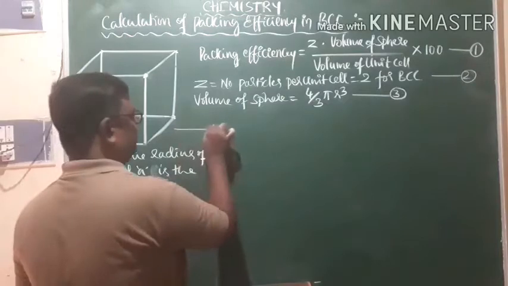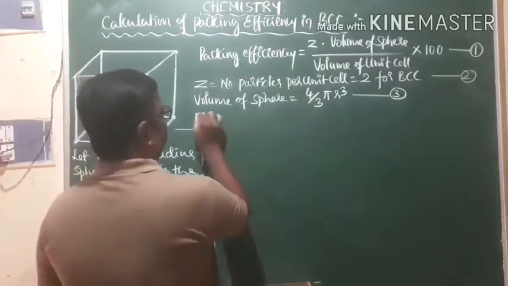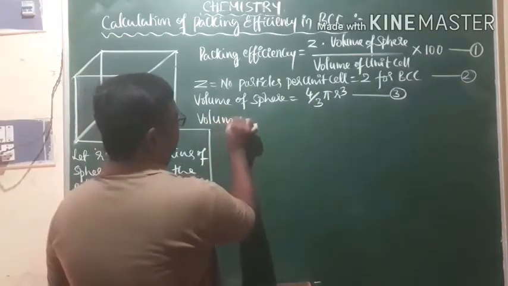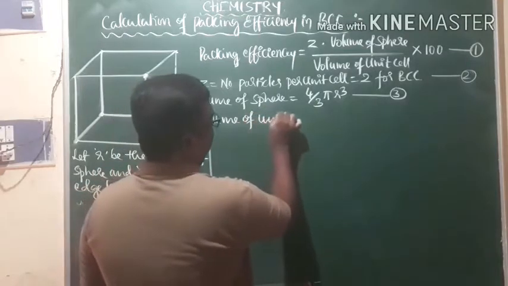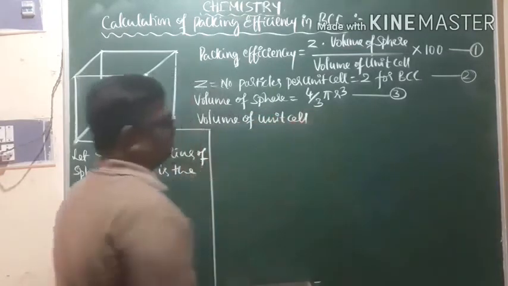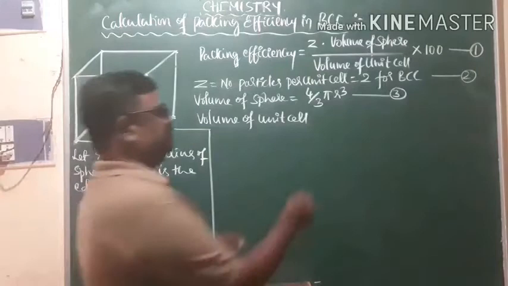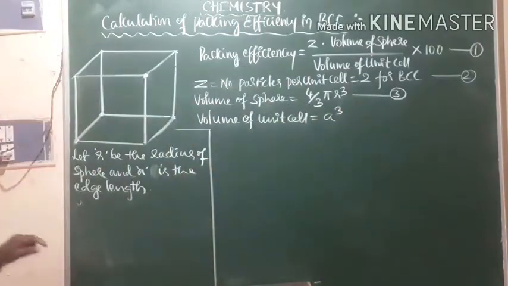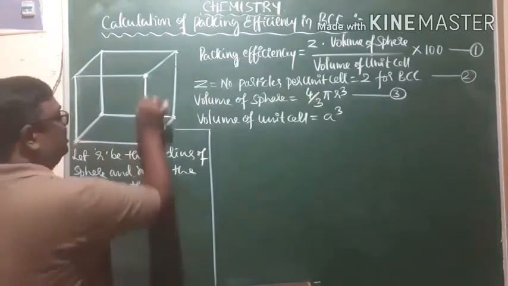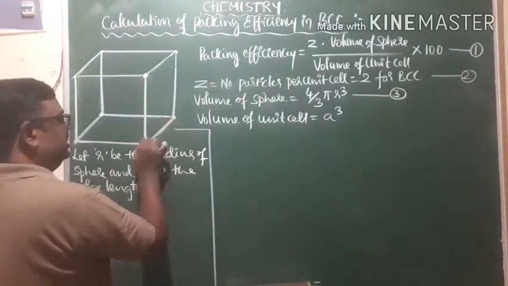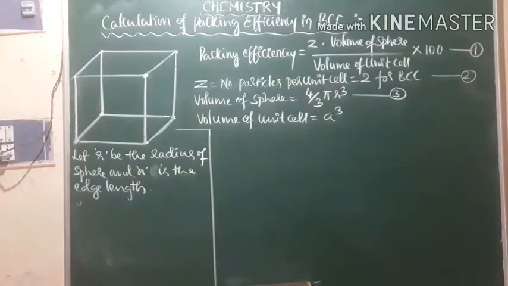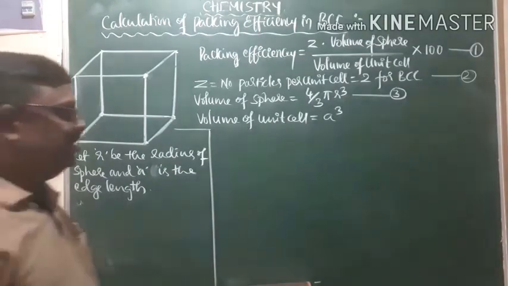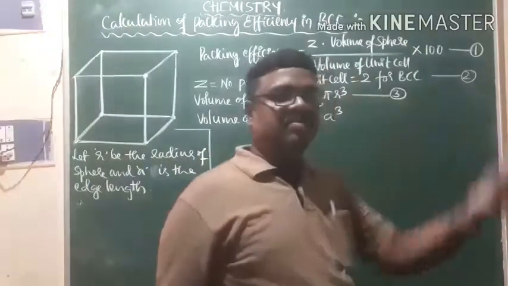Then, volume of unit cell. Yes? We come to the denominator; the numerator is known now. Volume of unit cell is a cube, because all edge lengths are the same in the case of a cubic unit cell, right? In order to express that a value in terms of r, bring this a into r form.